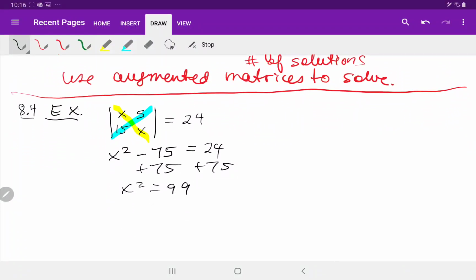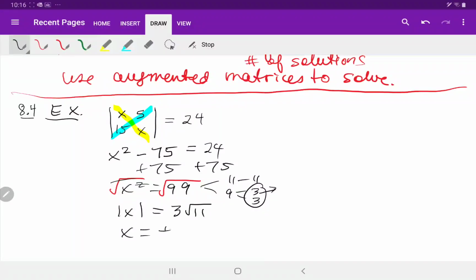And then how do you solve this? Right, you square root both sides. In my class and in calculus, you'll need to know that if you take the square root of something squared, you get an absolute value. 99 is 11 times 9. That's 3, 11. So 3 radical 11. The 3's come out. And then x equals plus or minus 3 radical 11. That's it.